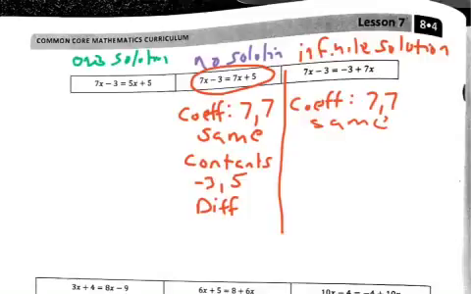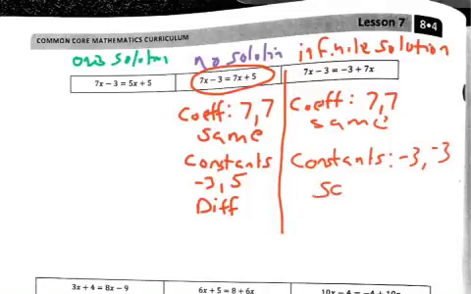What do you notice about the constants? Well, let's write down the constants. What are they in this problem? Constants. I'm missing my S's. Sorry about that. Well, they are, let's see here, it's -3 and -3. So -3. So they are the same.